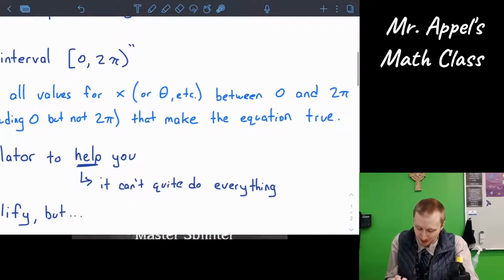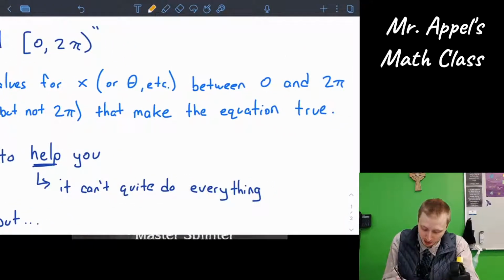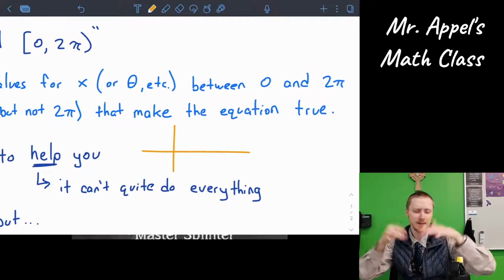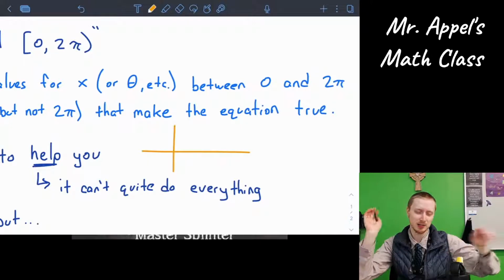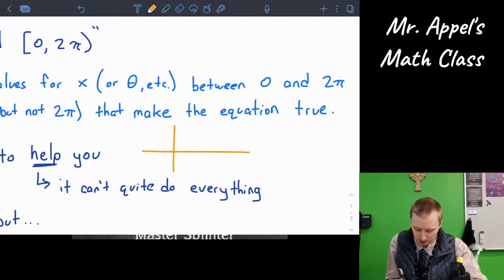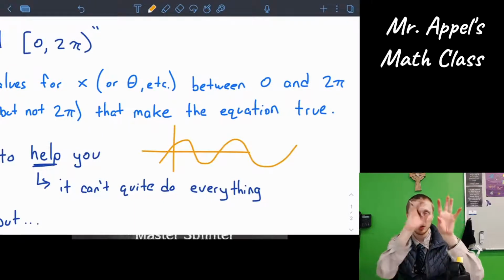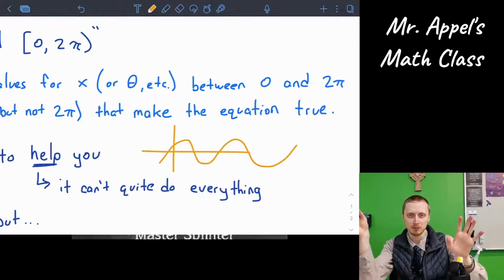It can't quite do everything, but it is really great for getting an initial picture. Graph the trig part that says sine of x plus cosine divided by tangent times cosecant, or whatever it is. You're going to get some funky trig graph going there. And then all of that equals 5.